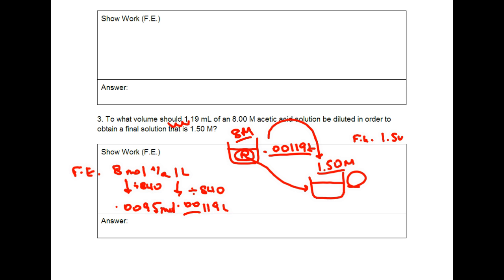For every 1.50 moles, there is 1 liter. We don't have 1.50 moles, however. We have very little, 0.0095 moles. So what we find is that in order to get from 1.50 moles to 0.0095 moles, we have to divide by 157. If you do the same for the 1, you get 0.006 liters.